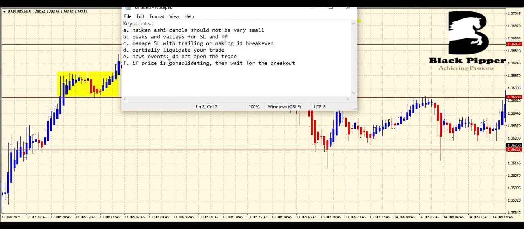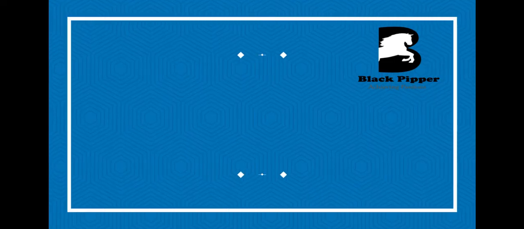Whenever there is a news event, do not open the trade. If the price is consolidating, then wait for the breakout. Do not enter the market before the breakout occurs.